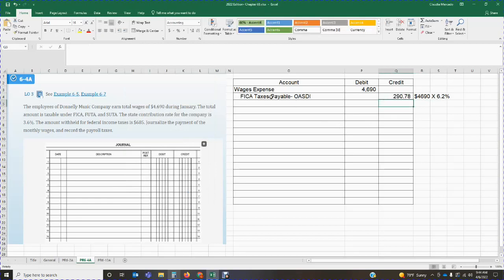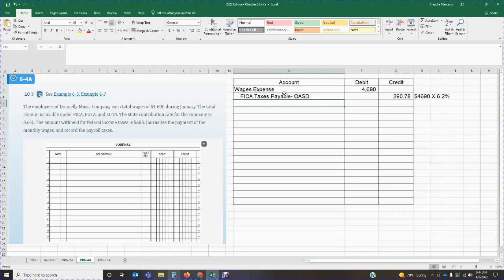Now this is a liability account. FICA taxes payable, OASDI, is a liability. We owe this money to an entity, right? To a taxing entity. Our FICA taxes need to be paid out. So it's a liability. We owe this money. We're going to remit payment to it at a future point in time. The normal balance of a liability, which in this case is a payable account, is a credit.